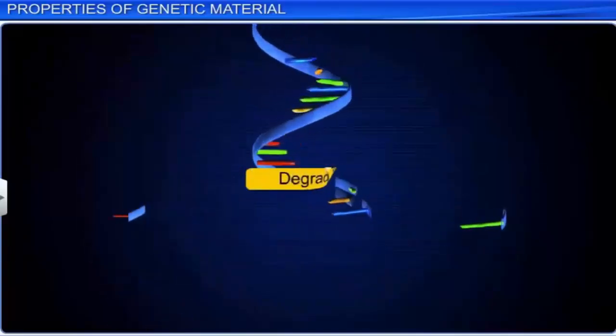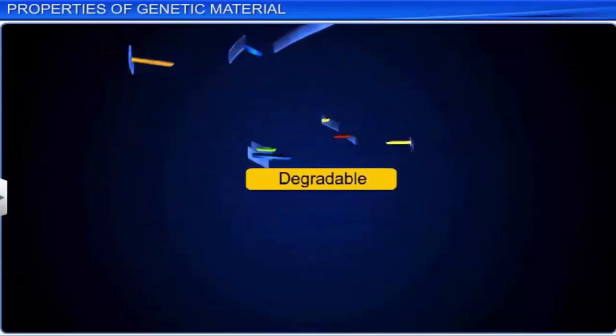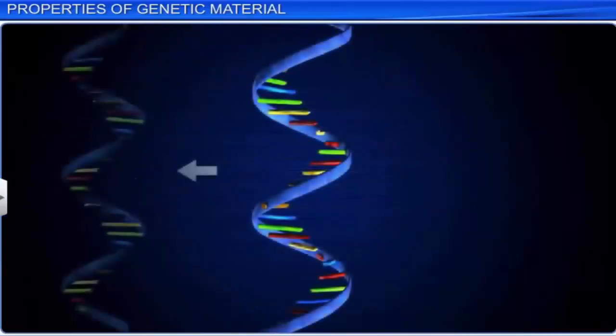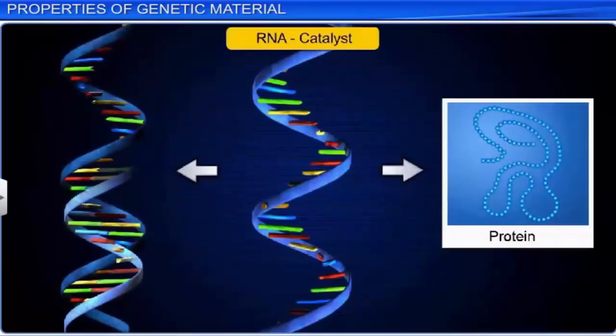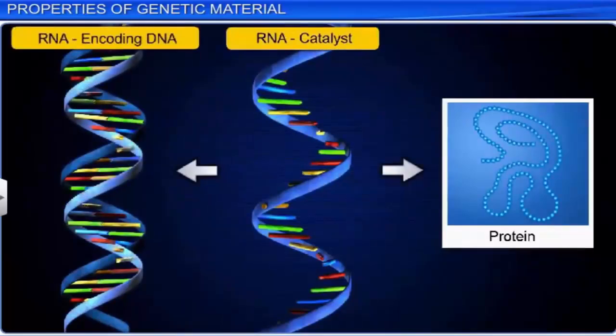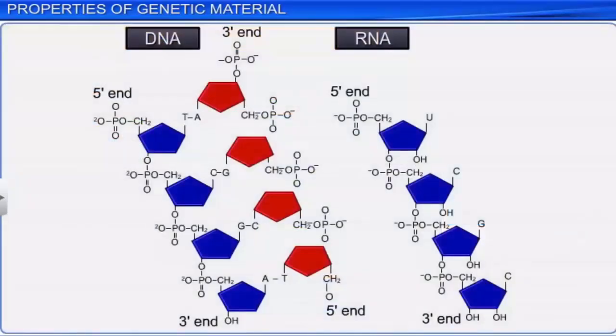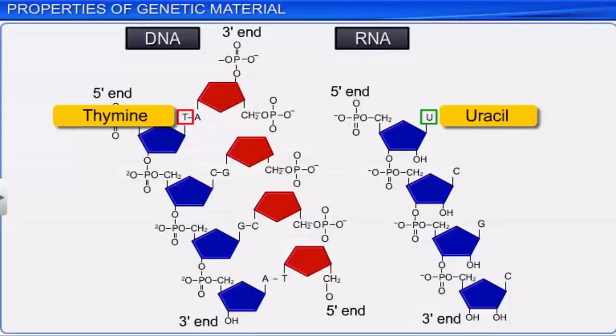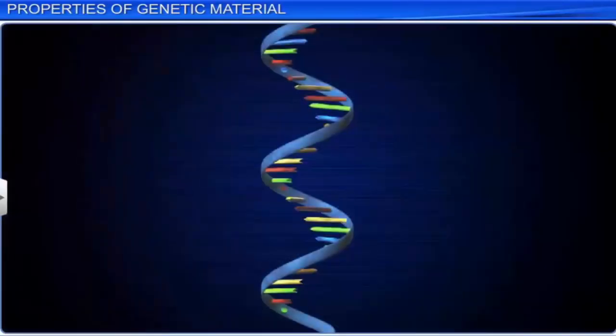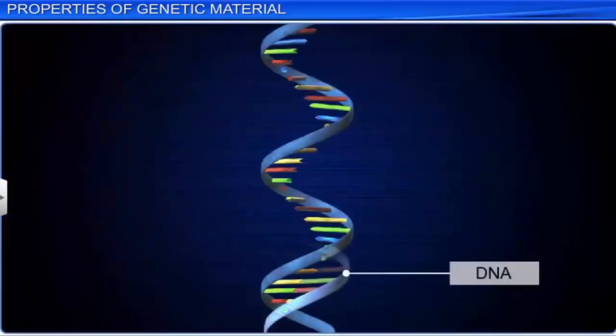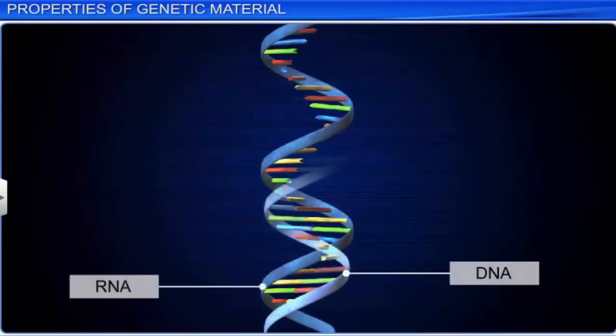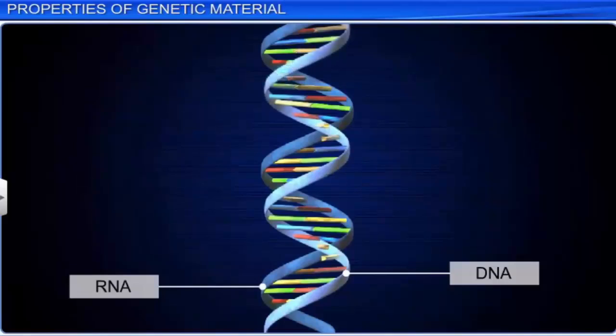This makes RNA more degradable and reactive than DNA. Also, it enables RNA to act as a catalyst in several biochemical reactions in living systems. Moreover, DNA has thymine instead of uracil that is present in RNA, which makes it more stable. For this reason, it is also said that DNA has evolved from RNA with chemical modifications, making it more stable and, as a result, a better genetic material.